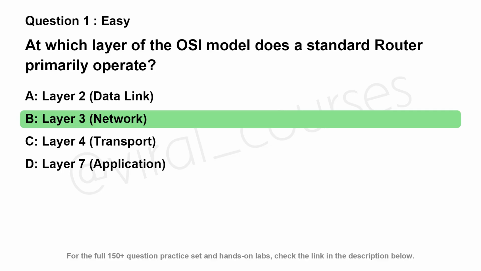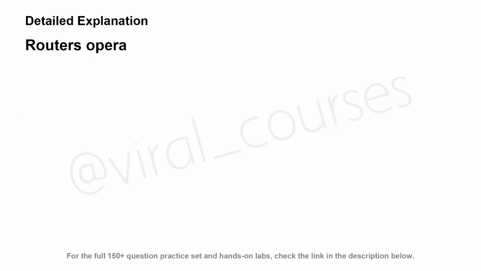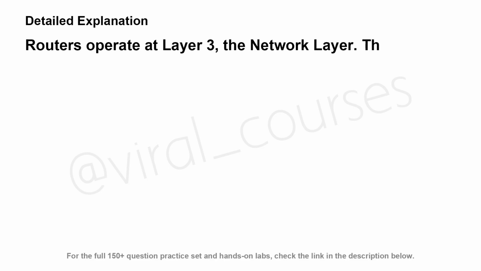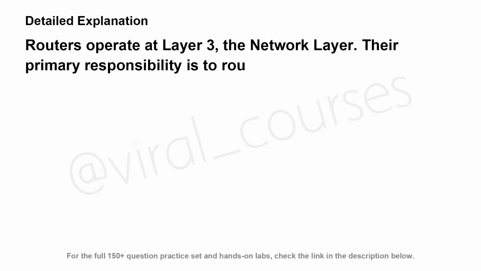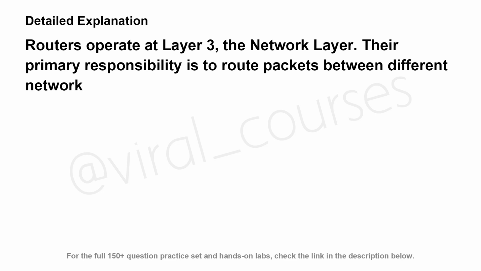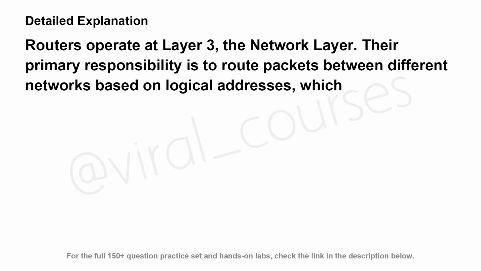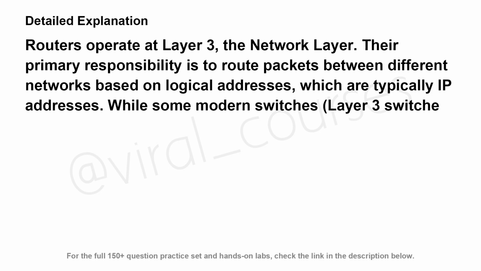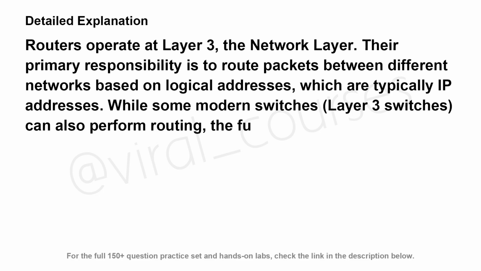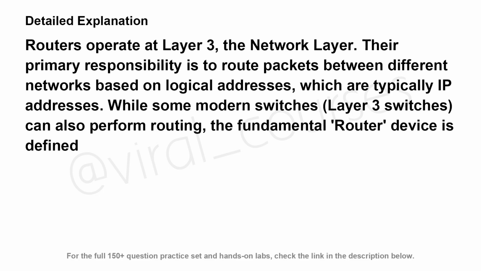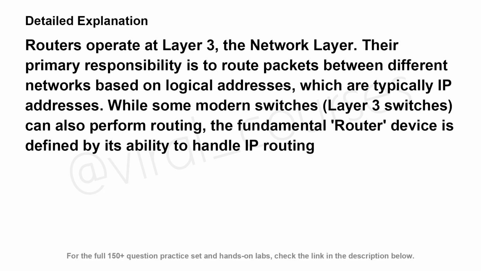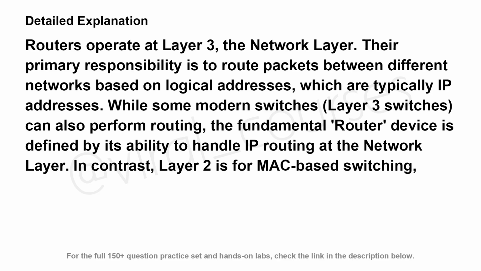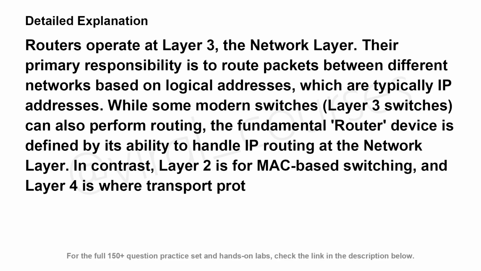The correct answer is B. Routers operate at Layer 3, the network layer. Their primary responsibility is to route packets between different networks based on logical addresses, which are typically IP addresses. While some modern switches, Layer 3 switches, can also perform routing, the fundamental router device is defined by its ability to handle IP routing at the network layer. In contrast, Layer 2 is for MAC-based switching, and Layer 4 is where transport protocols like TCP and UDP reside.